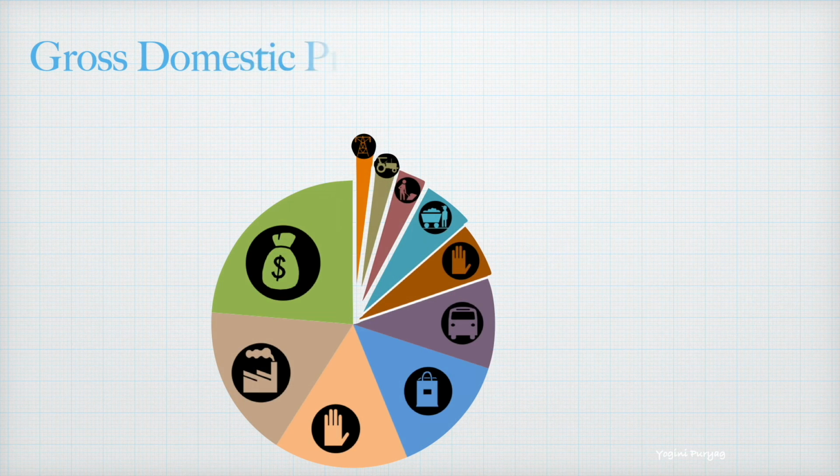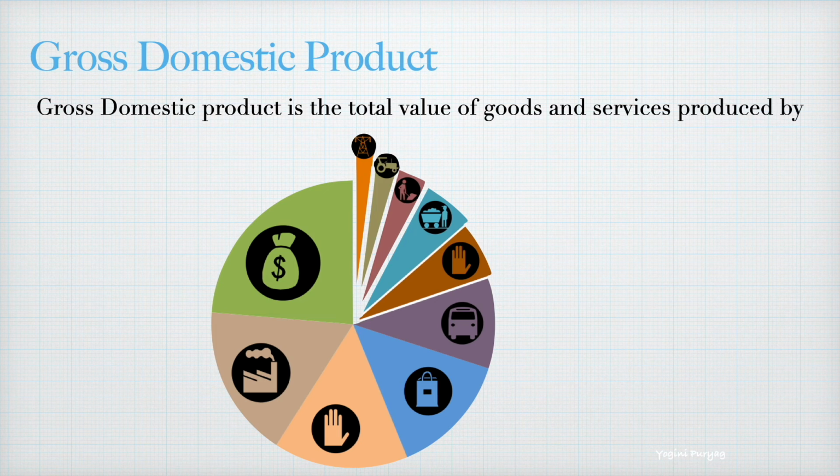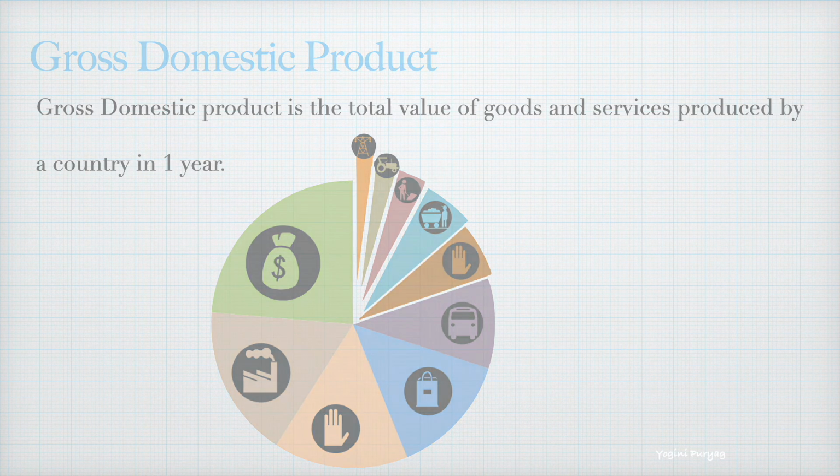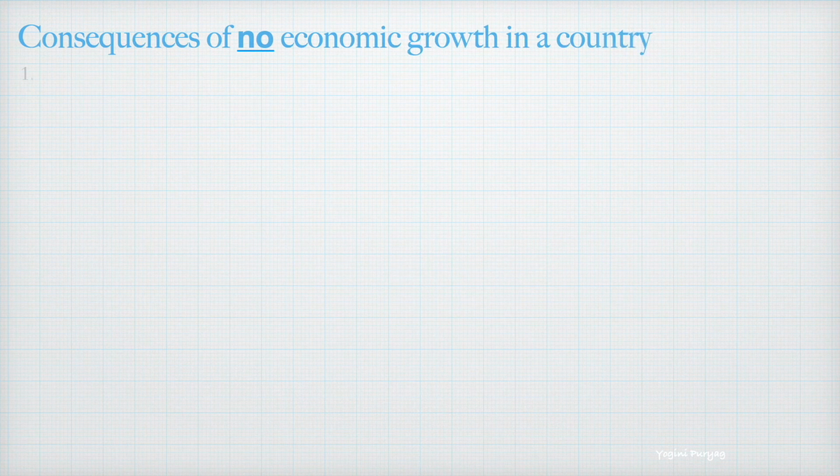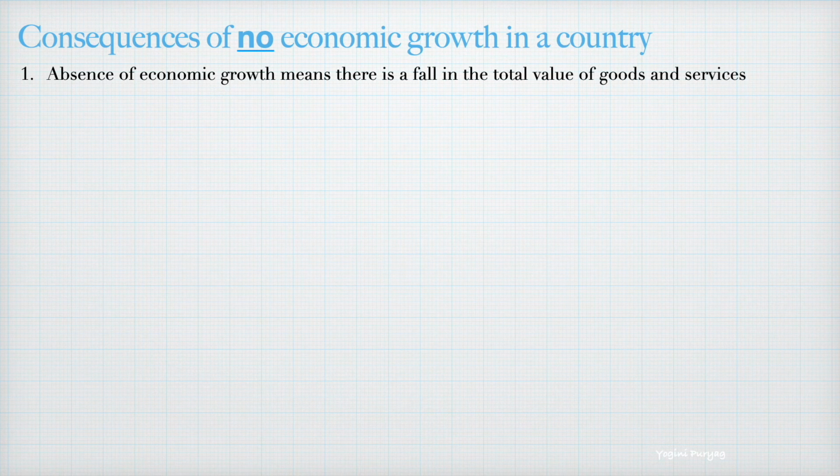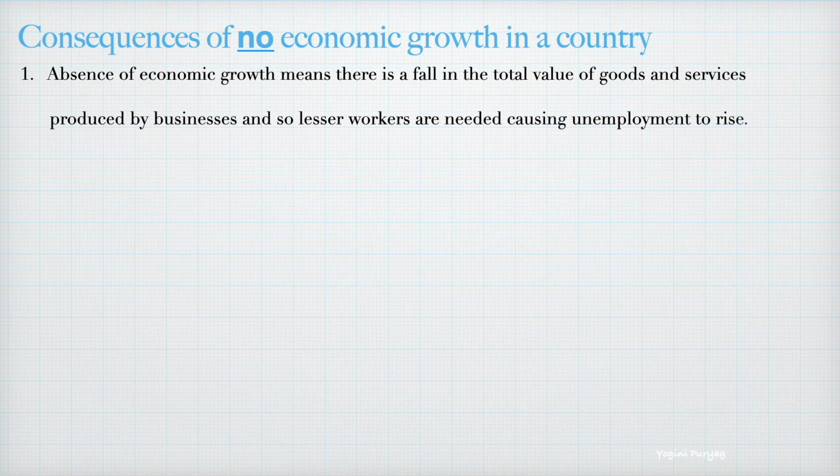Gross domestic product. Gross domestic product is the total value of goods and services produced by a country in 1 year. Consequences of no economic growth in a country. Absence of economic growth means there is a fall in the total value of goods and services produced by businesses, and so fewer workers are needed, causing unemployment to rise.